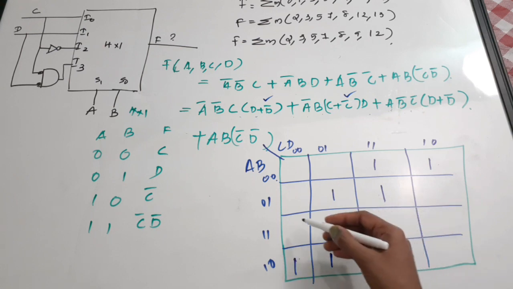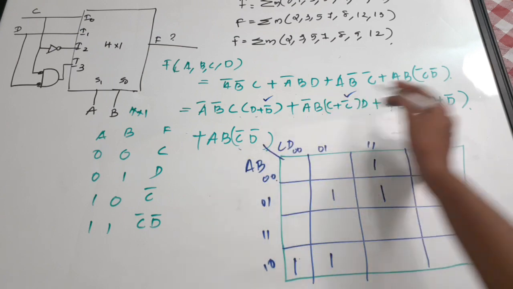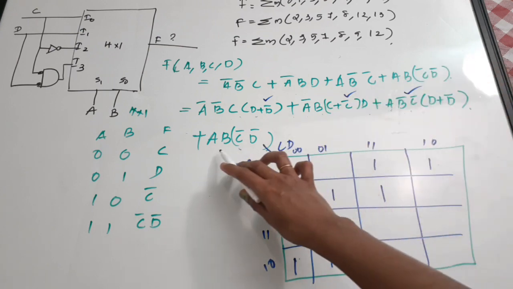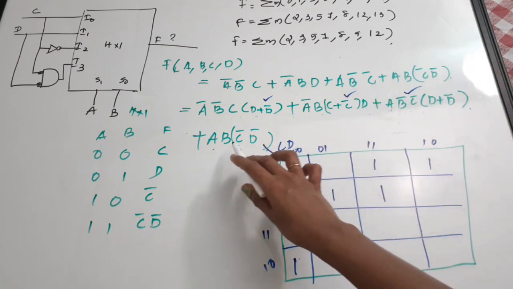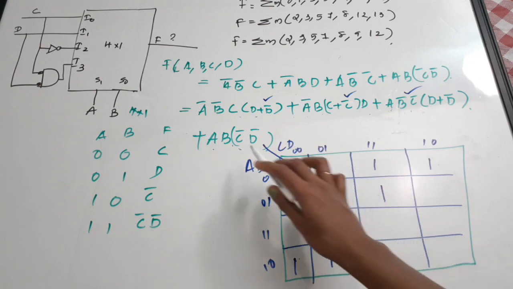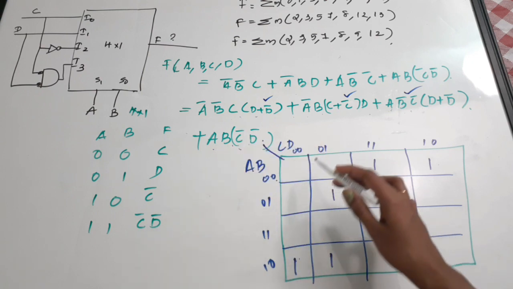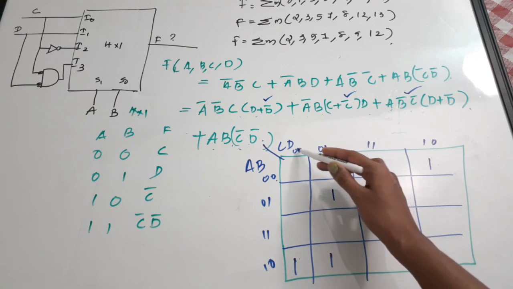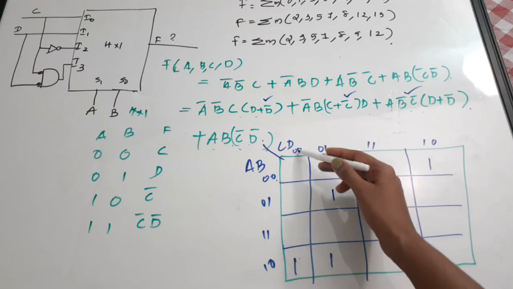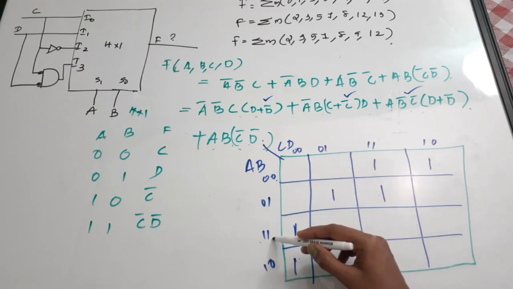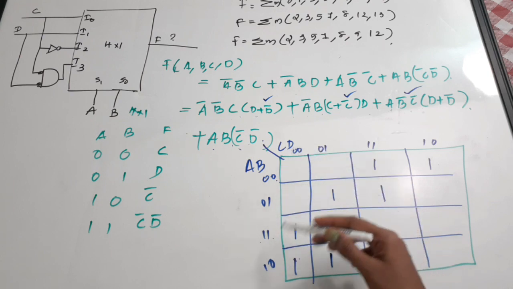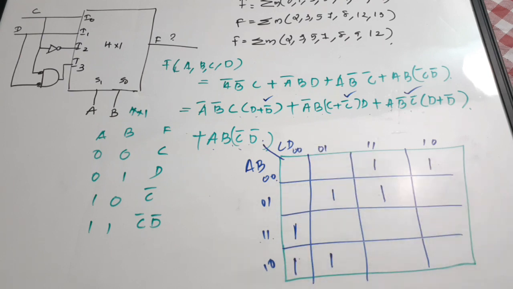Next, the last term is this one. So we have realized this one also. Then this one is A, B, so it is here. C bar, D bar. C bar is here. A, B, C bar, D bar. Right. So these are all our min terms.